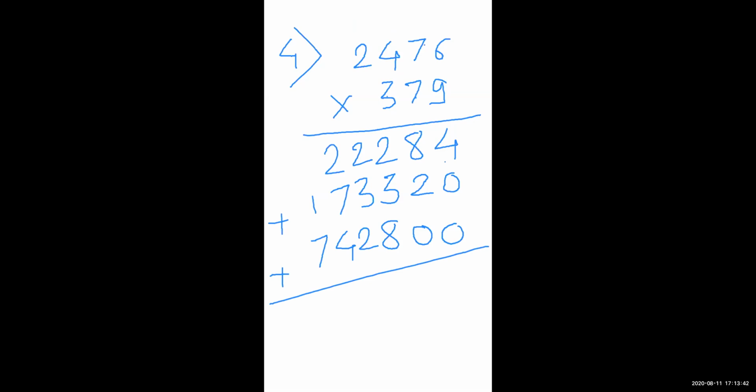Okay, let's add. 4 plus 0 plus 0, that is 4. Then 8 plus 2 is 10. 10's 0. 1 goes to carry. Yes. Now 2 plus 1 is 3. 3 plus 3, 6. 8 plus 6 is 14. 14's 4. Okay. 1 goes to carry. Then 3 plus 2 is 5. 5 plus 2, 7. 7 plus 1 is 8.